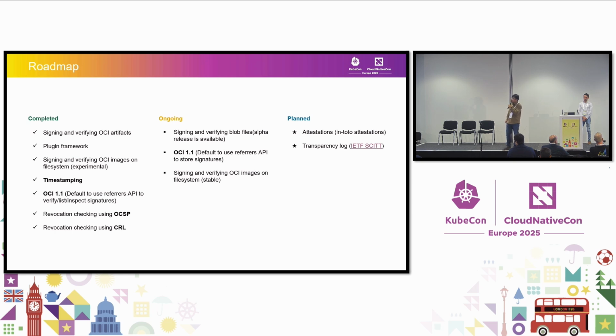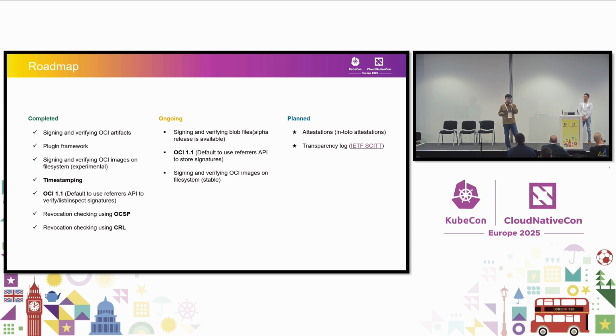Something about the roadmap. We have basically completed all the core capabilities for signing and verifying OCI artifacts. So now we are working on extending the signing capabilities to other artifacts that are not stored and distributed as OCI artifacts. Such artifacts could be, for example, SBOMs for your binaries, or AI model files, or WebAssembly model files.